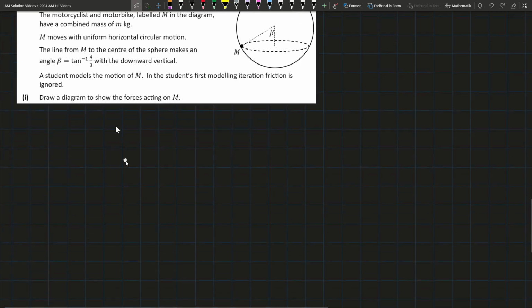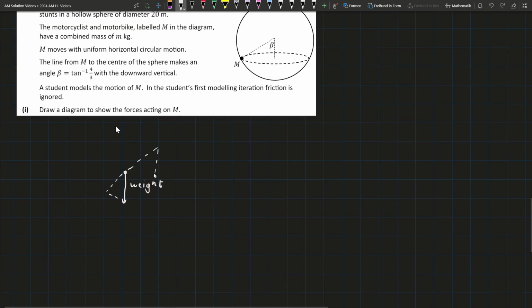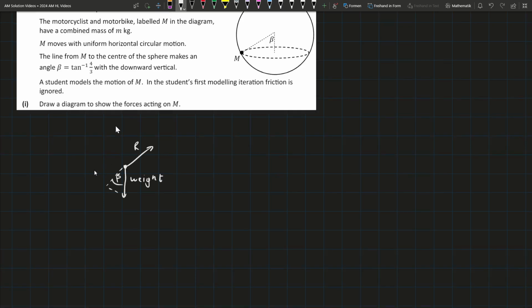Well, so we'll have obviously mg, the weight going down. We'll resolve that so we're pointing towards the center of the circle as well. So let's have a look at our angle. You can see that these are corresponding angles. If this is beta, then this is also beta. So we don't need to worry about that too much. Then as well as that, because it's touching the sphere, we're also going to have a reaction force pointing that way. So this will be W cos beta, and this will be W sine beta. And that's all the forces, because we're ignoring friction.